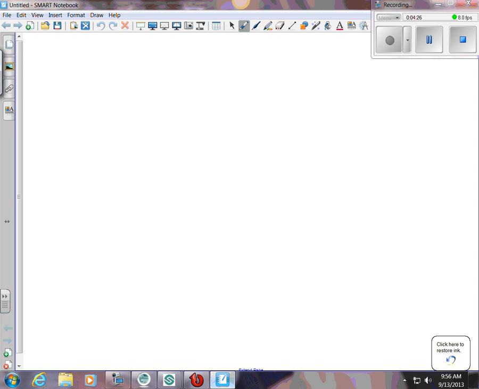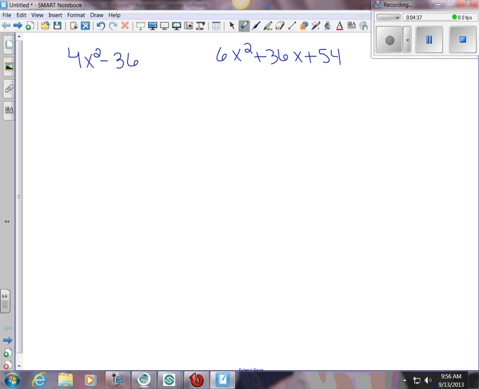Okay, so we have 4x squared minus 36, and we have 6x squared plus 36x plus 54. So again, we're going to start by factoring as much as possible, right? First one, 4x squared minus 36. What do you notice? It is difference of two perfect squares. What else can I do? GCF of 4. So if I factor out a GCF of 4, what winds up in my parentheses? Good. X squared minus 9. Excellent. What do you notice about that?